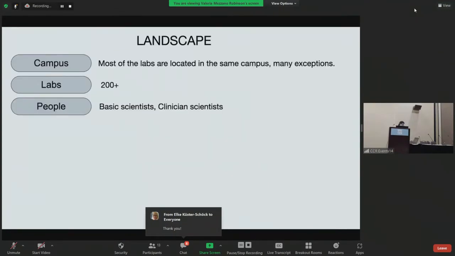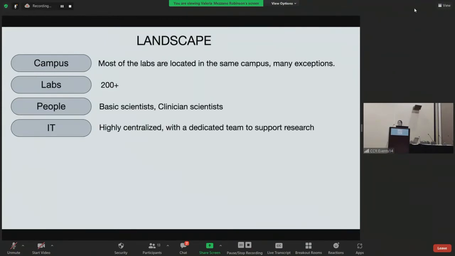Okay, so just to give you an idea of how we're organized, we are at the NYU Medical Center, and it's part of the School of Medicine. It's different from NYU, what we call downtown. So we're completely separated from them. Our campus has most of the research labs within the same buildings, although there are some distributed in buildings far away. We have around 200 or more research laboratories. The people who run them are both basic scientists and clinician scientists, some of whom have their own lab space, but many of them don't.